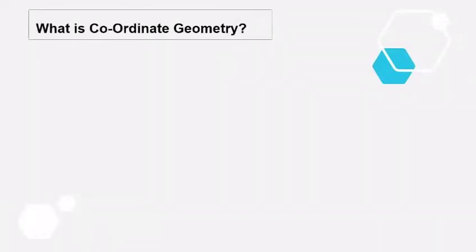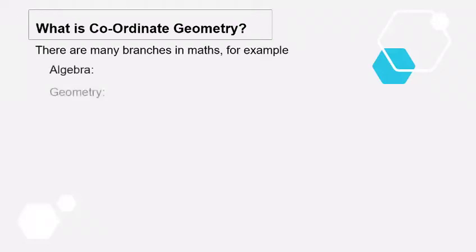Let me start this chapter with a question. What is coordinate geometry? There are many branches in maths. For example, algebra, geometry, arithmetic, mensuration, etc. In algebra, you deal with variables. For example, x, y, and so on. While in geometry, you see different shapes. For example, line, triangle, circle, etc.